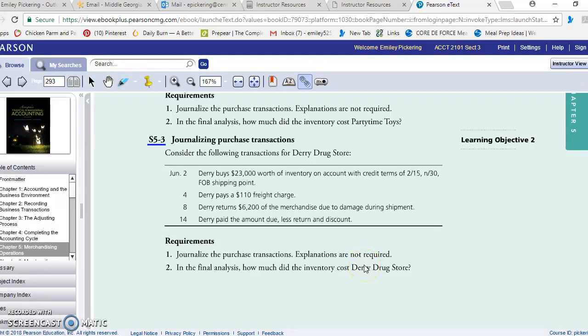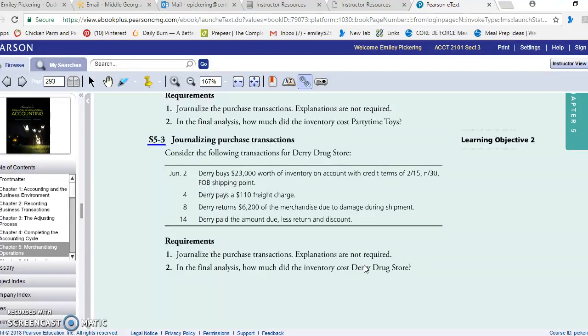Going to do some examples from chapter 5, just some of the homework, similar to the homework. So let's get started. In your book, if you have the text, it's 5-3. So this time we are dealing with inventory.